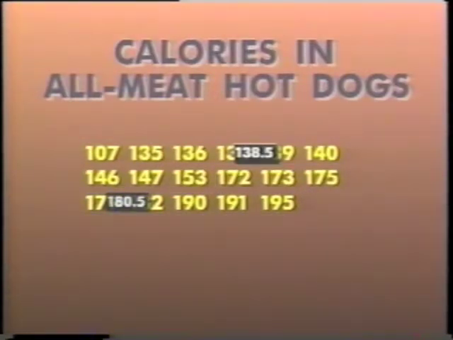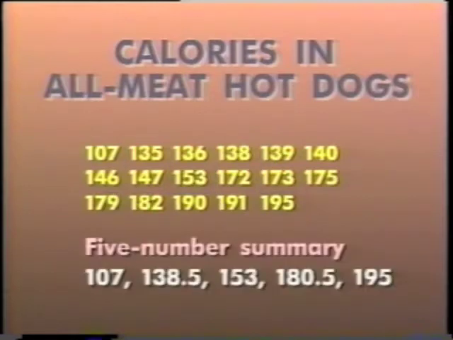So the 5-number summary for calorie counts in meat franks, the minimum and maximum observations, and the 3 quartiles, is 107, 138.5, 153, 180.5, and 195. These 5 numbers give us an excellent short description of several important aspects of a distribution.